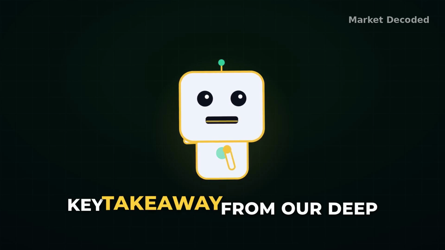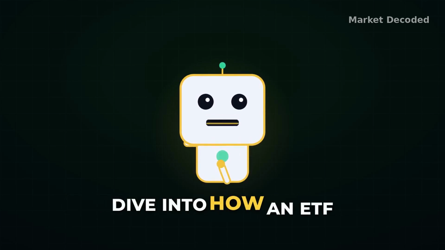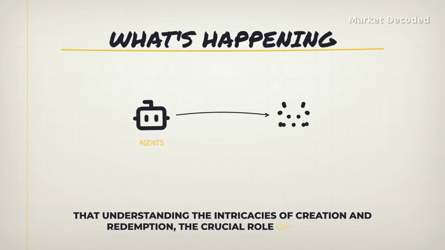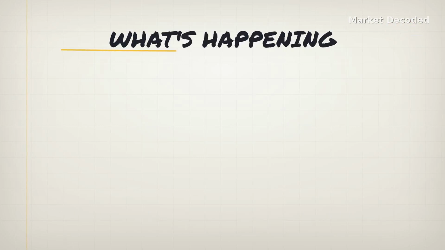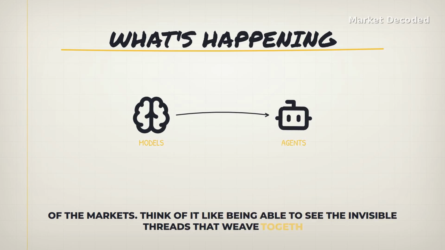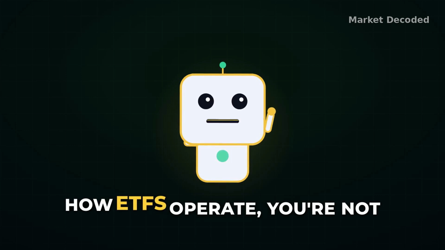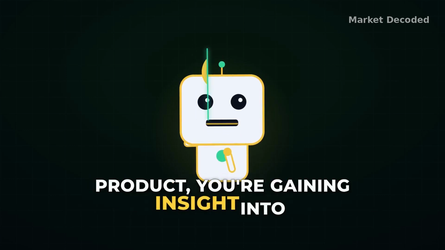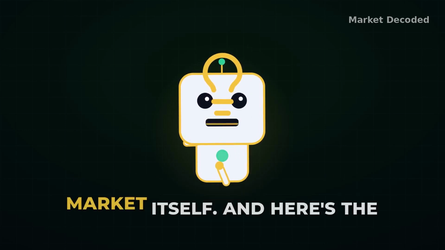So, what's the key takeaway from our deep dive into how an ETF actually works? It's that understanding the intricacies of creation and redemption, the crucial role of authorized participants, and the mechanisms of pricing and arbitrage can give you a much clearer picture of the markets. Think of it like being able to see the invisible threads that weave together the complex tapestry of finance. By grasping how ETFs operate, you're not just learning about a financial product. You're gaining insight into the underlying dynamics of the market itself.